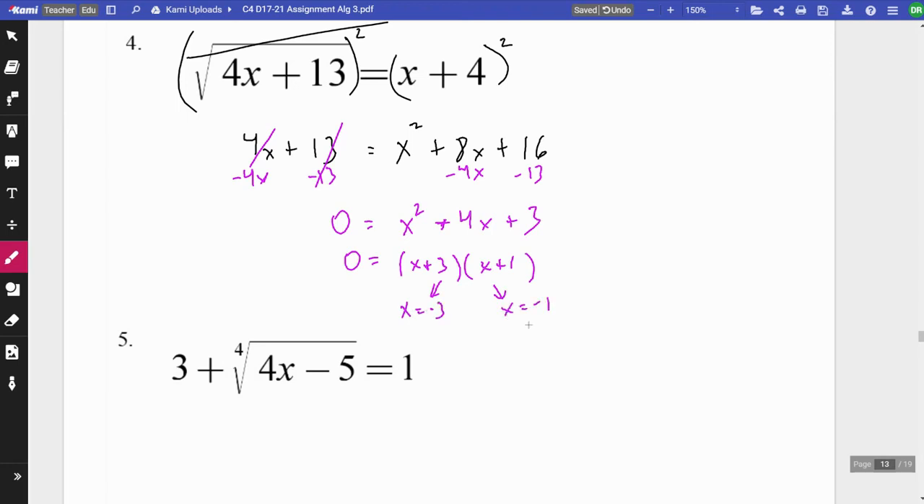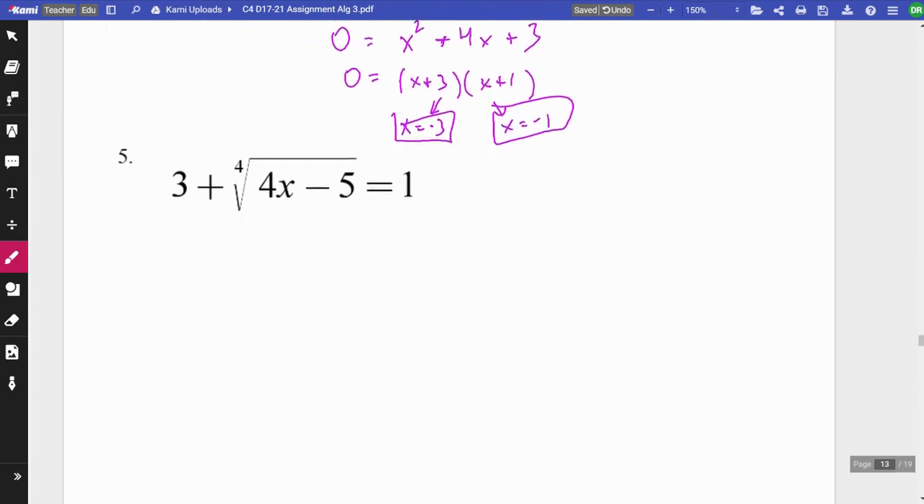x equals negative 1. And I'm going to test this out very quickly, just plug it into the radical and see if I get a negative. I don't in either case. Plugged in a negative 3, times 4 is a negative 12, plus 13 is a 1. That's fine. Plug in a negative 1, it's a negative 4 plus 13. Still a positive number. We're fine. Both solutions are okay.